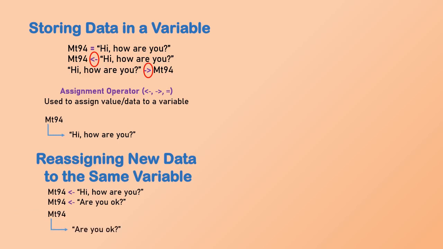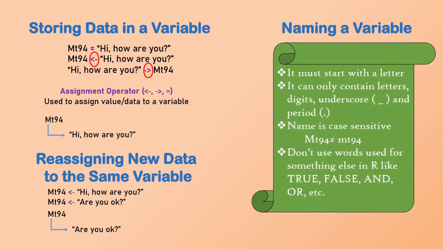It is this easy. But there are also certain rules to follow while naming a variable, just like when you make a password. The name must start with a letter or alphabet. It can contain only alphabets, numbers, underscore and period. Names are case sensitive. Empty94 with a capital M and empty94 with a lowercase m will be considered two separate variables. Words that are reserved for something else, such as TRUE, FALSE, and, or, etc. cannot be used.